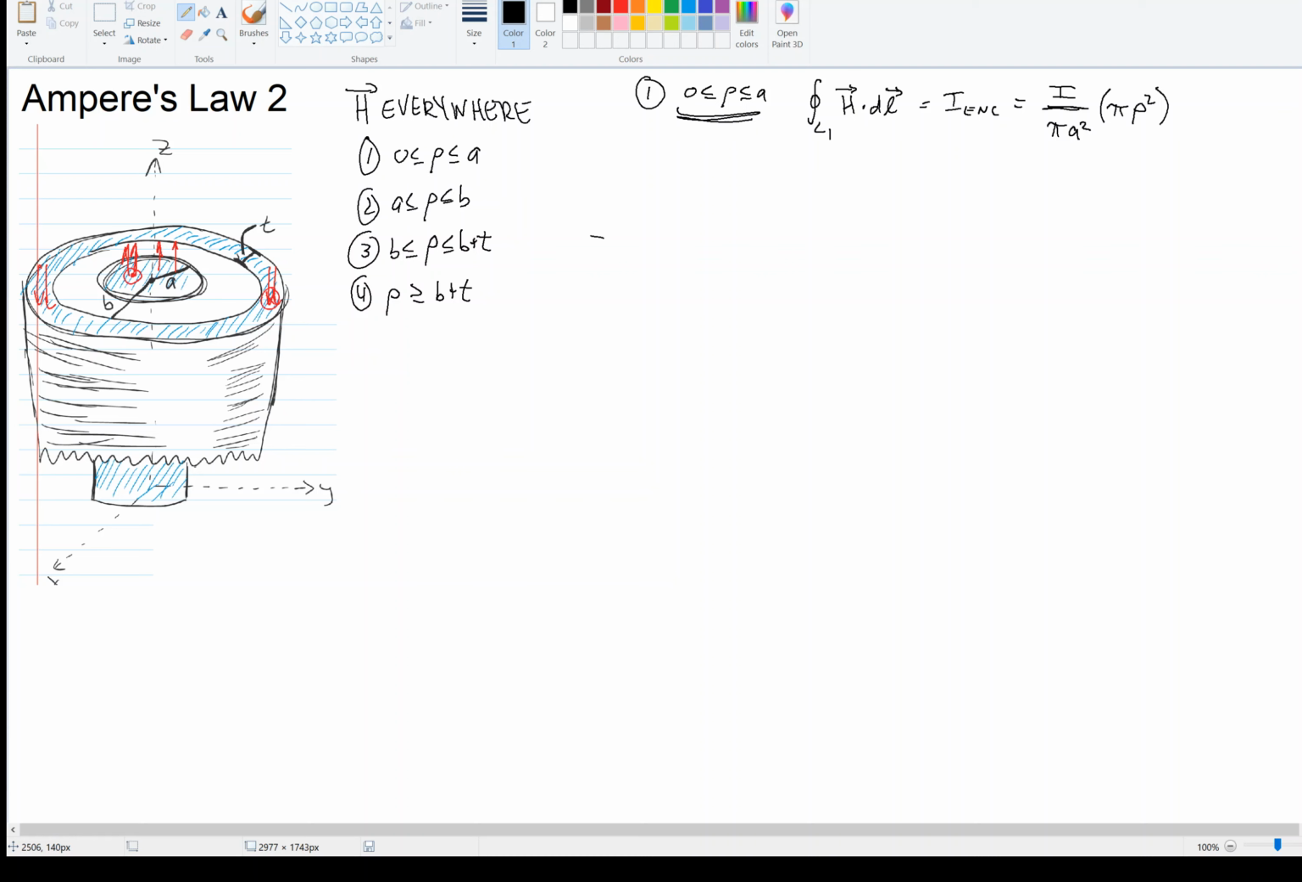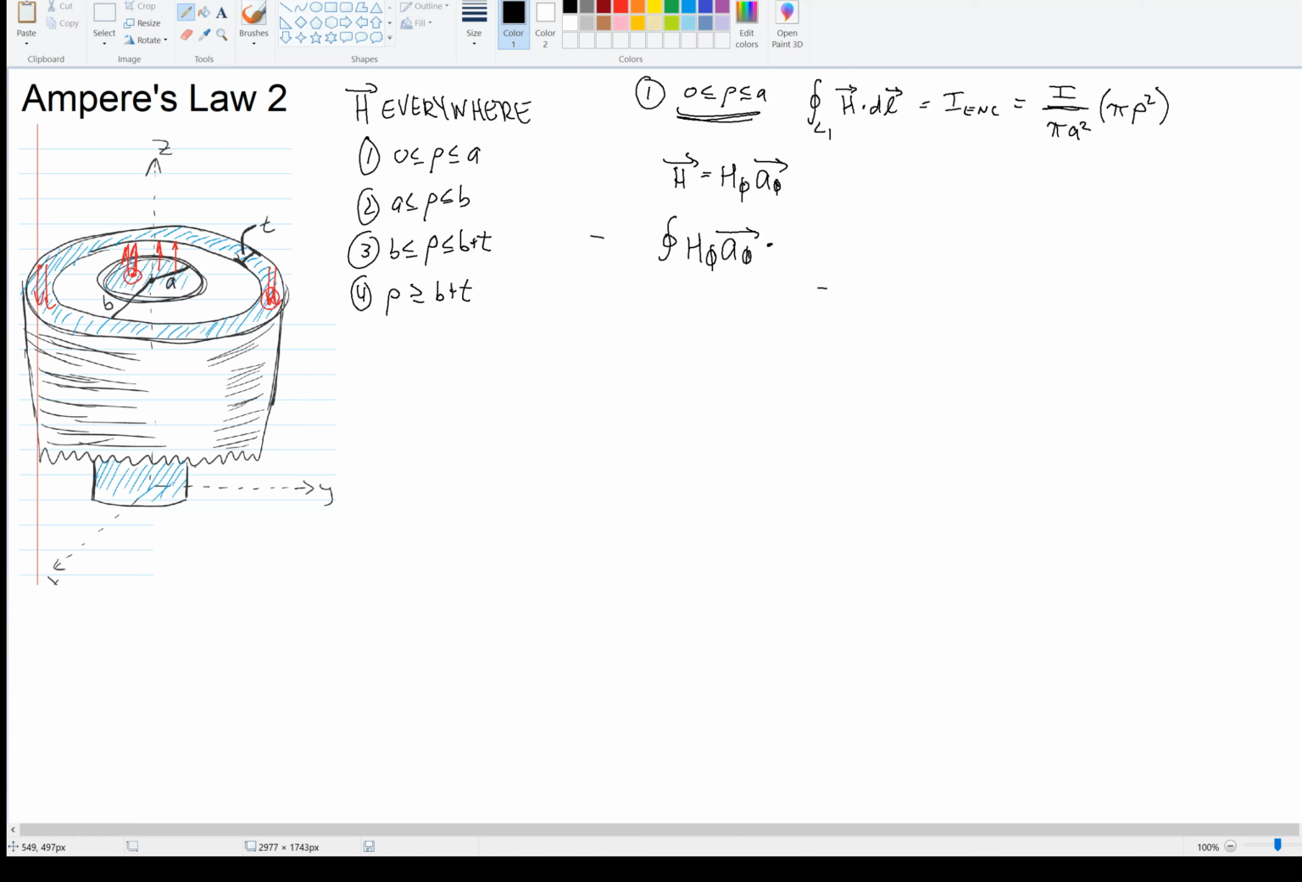Now we've done examples like this before, where we know that H is swirling around it. That is to say, it only has a phi component. So we can write H as some phi component like that. We don't know what it is yet, but we know it's in the phi direction. So when we do this integral, I'm going to leave off the L1 for right now. We've got H of phi, that component in the phi direction, dotted with dl as we go around our Amperian path.